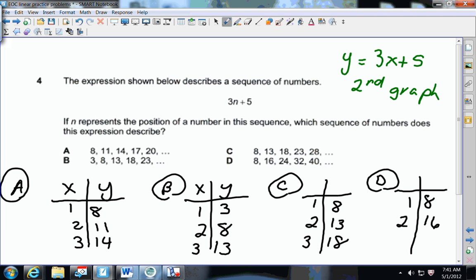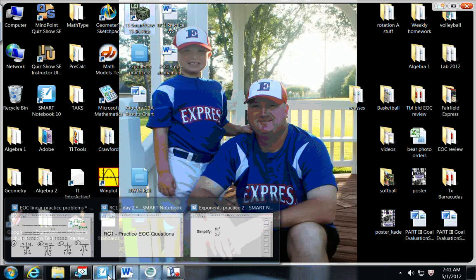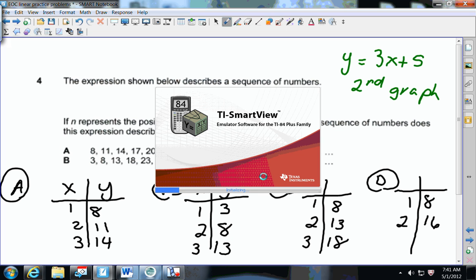So if I go, and let me go ahead and pull up the calculator real quick. Okay. Let me pull up the calculator. Hopefully it'll show up here pretty soon. There we go, slowly but surely.